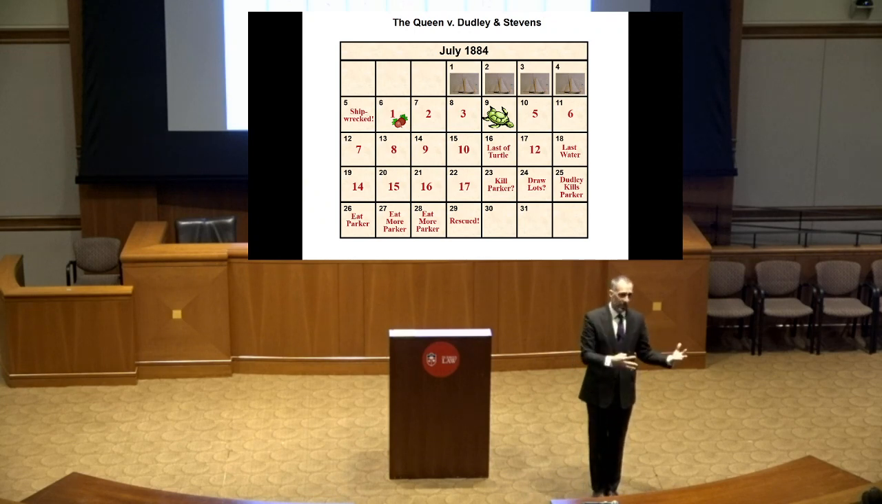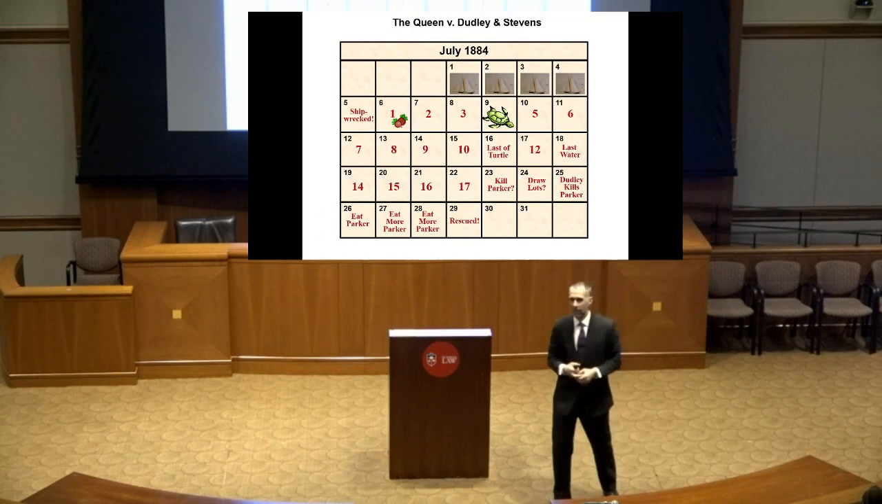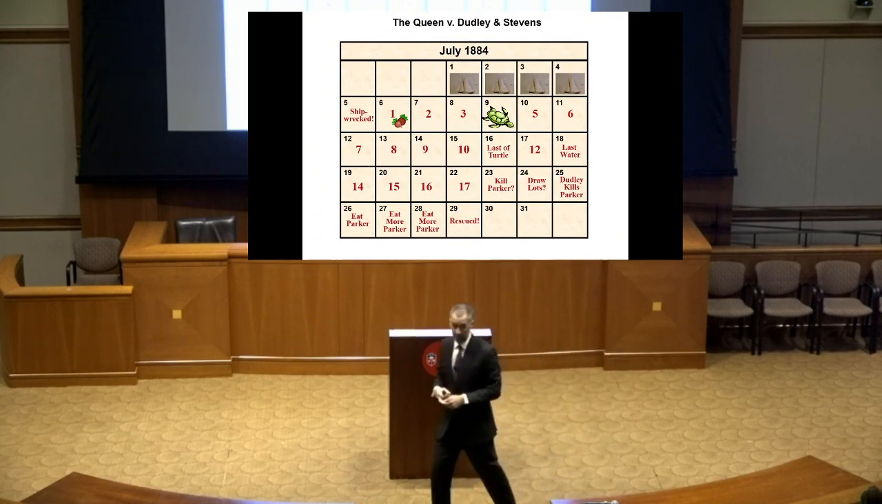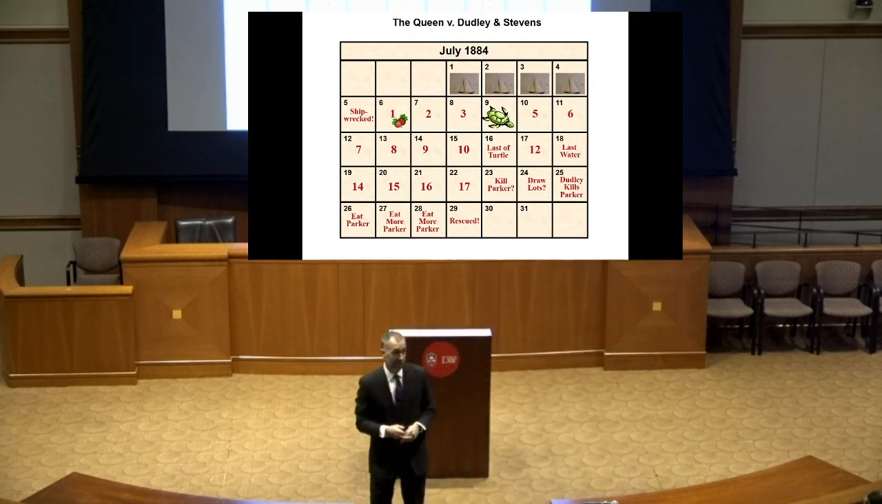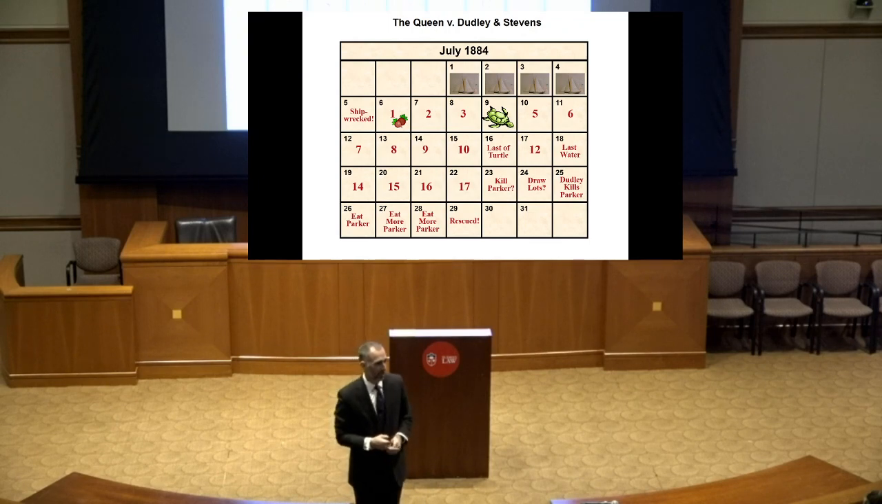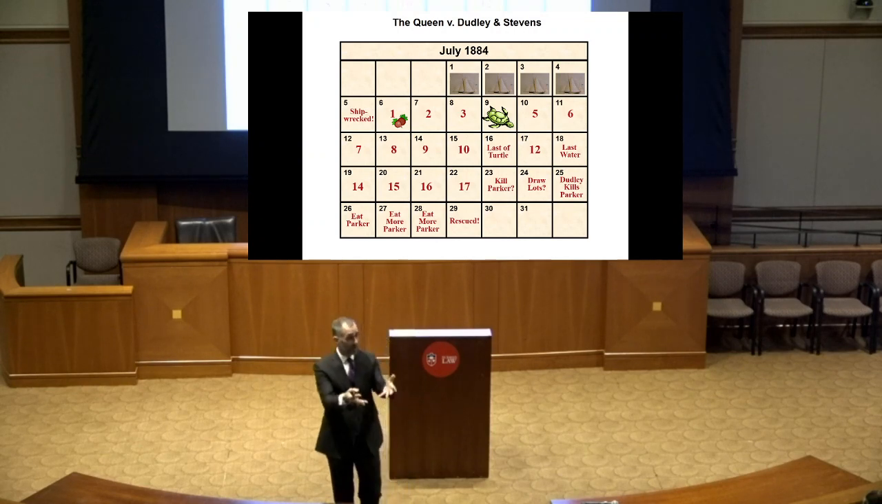The Home Office in London, the head prosecutor, didn't take quite the same view of the case, and in fact had been looking for a cannibalism on the high seas case to bring and prosecute. And so Dudley and Stephens were charged with murder. Okay. That's what you have in front of you, is the jury's verdict from the trial.